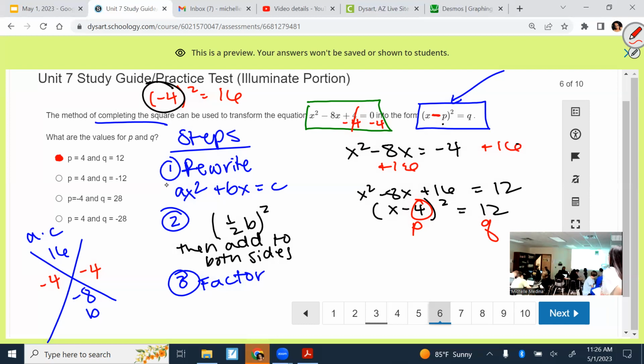Questions on this one? Questions on others from either portion?